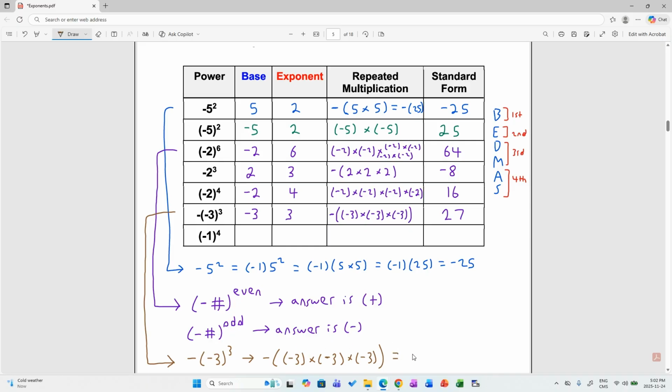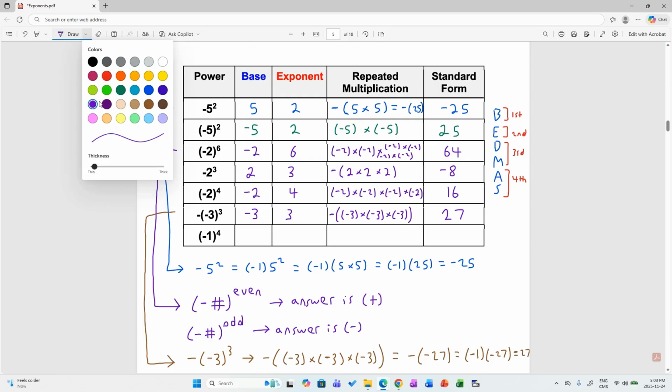So what I'm going to have here is a negative 27 on the inside. Now we talked about this. This negative is actually an invisible negative 1. So I can simply take that invisible negative 1 and multiply it by negative 27. And because two negatives multiplied together get a positive, my final answer is simply going to be positive 27. Okay, great.